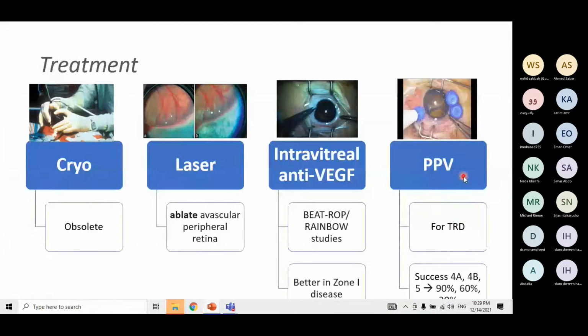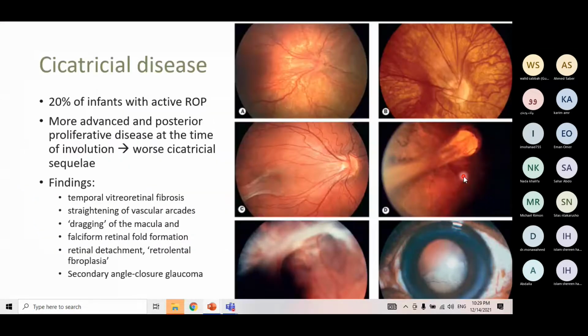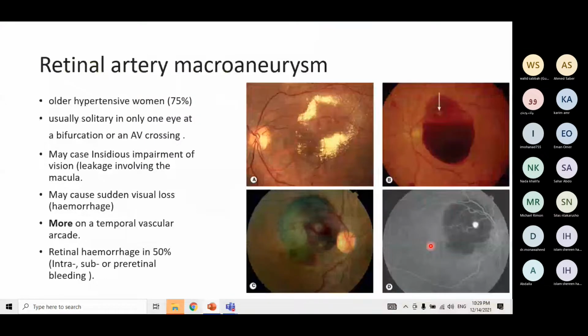We may need to do surgeries in patients with tractional retinal detachment. What we are aiming for is to prevent retinal detachment from happening, because if it happens, the prognosis is not that good. Sometimes we have the cicatricial disease. We don't want to see something like this. This is a stage 5 ROP in which we have what we call leukocoria or retrolental fibroplasia.